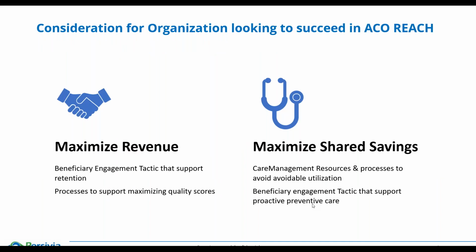Moving on, considerations for the organization looking to succeed in ACO Reach. There are two things. One, to maximize the revenue. Second, to maximize the shared savings. To maximize the revenue, we can use the retention of the beneficiaries and what we call beneficiary engagement tactics that support retention, and processes to support maximizing quality scores. Now, we will talk more about maximizing the revenues, shared savings, and the benchmarks going forward in this presentation.